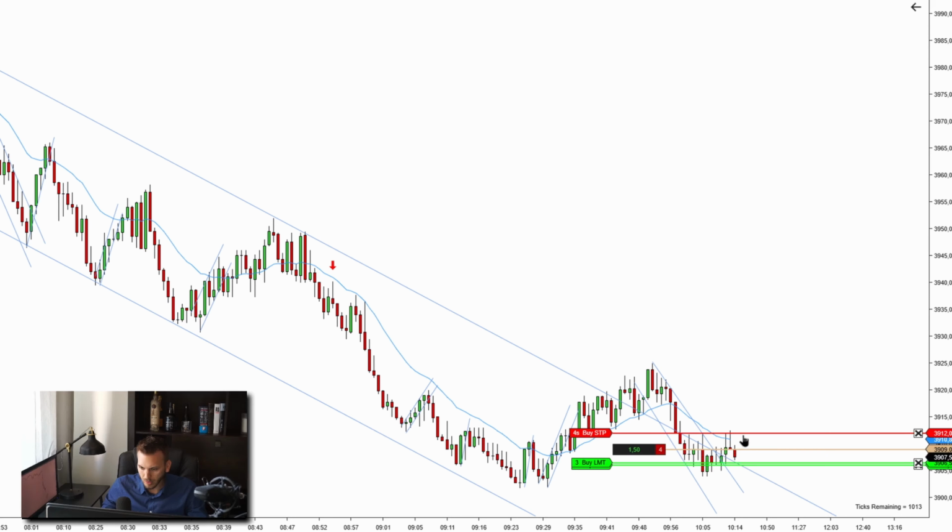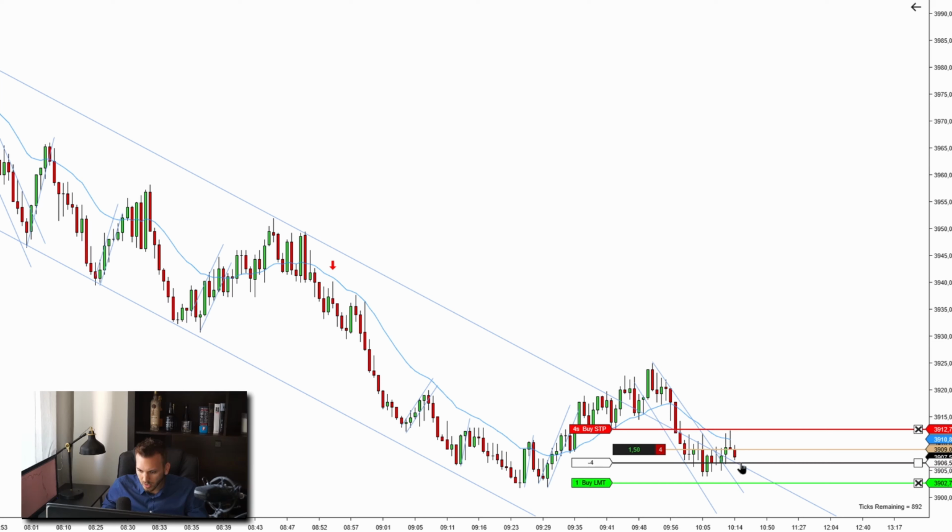Order filled. Right, so I'm going to move my stop loss one tick above the signal bar, and I'm going to go for a 10 tick profit target. 7, 8. It looks like we almost reached 8 ticks, but I'm still trusting this setup.